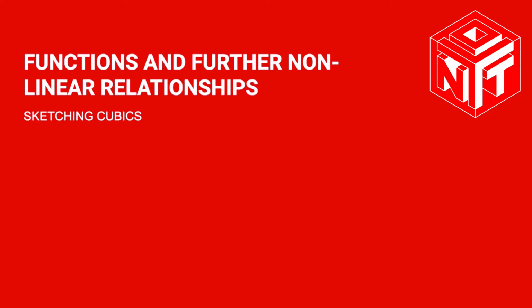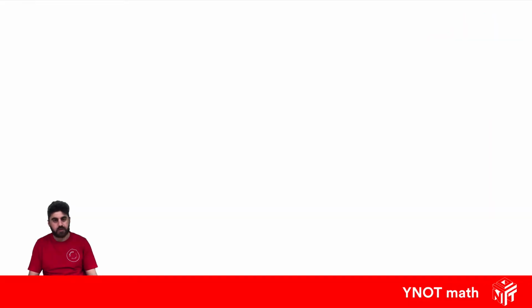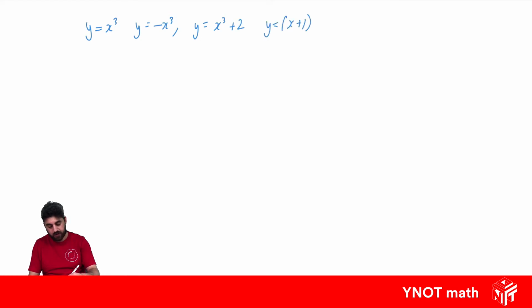Sketching cubics. So a cubic function has highest power of 3 in its equation. So it might look something like y equals x cubed, y equals minus x cubed, y equals x cubed plus 2, y equals (x plus 1)(x minus 2)(x minus 4). And these are all cubics because their highest power of x is 3. Even in this one, when you multiply all the x terms together, you'll get an x cubed term.